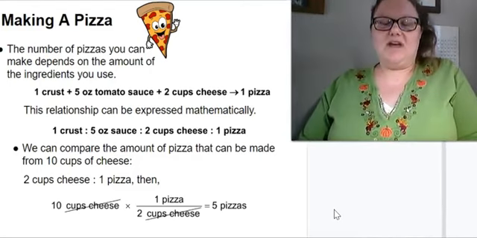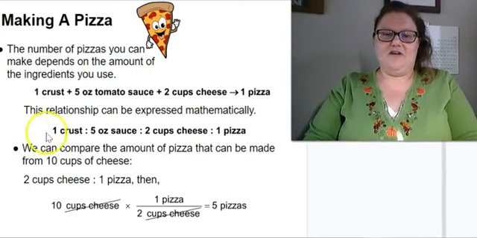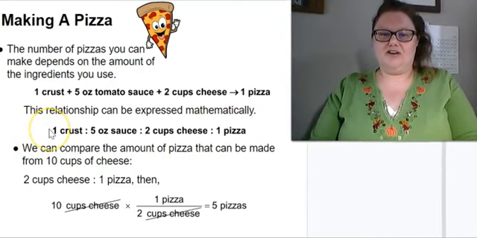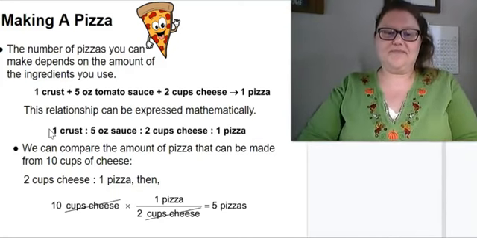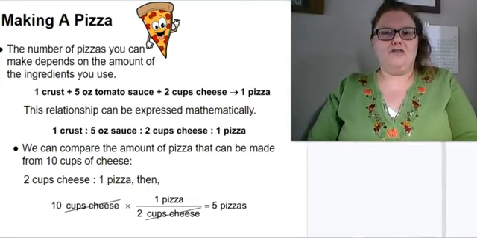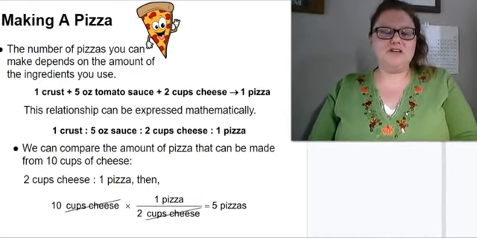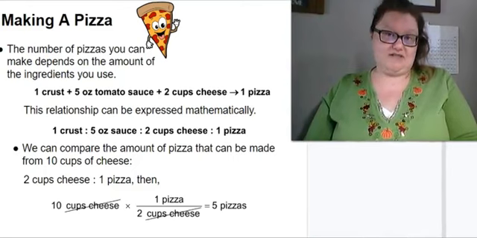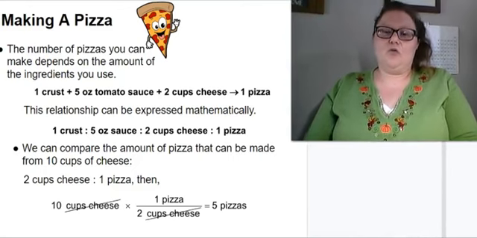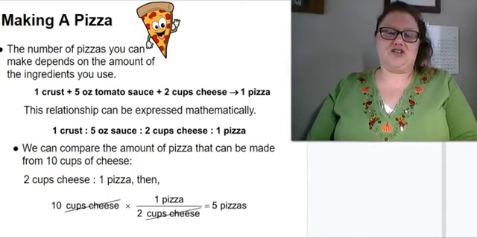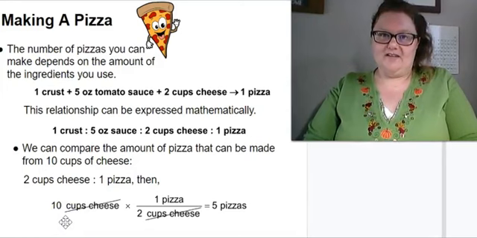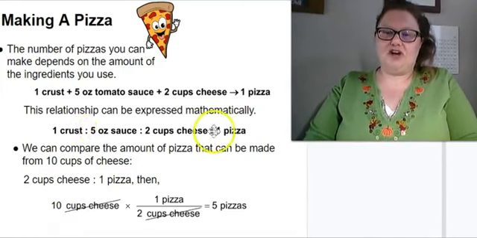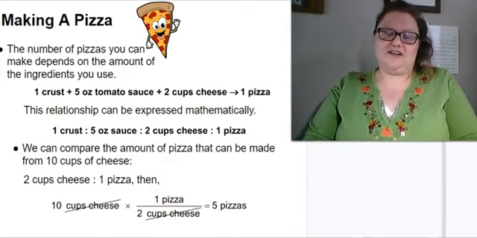Okay, so then we can make the following statement that these are in a ratio to each other. 1 crust per every 5 ounces of sauce per every 2 cups of cheese gives us 1 pizza. Then we can solve problems that arise, like how much pizza can we make if we have 10 cups of cheese? We're going to set this up just like we would change grams to moles. We're going to start with what's given. 10 cups of cheese is what we have. And we're going to use our ratio as a conversion factor.